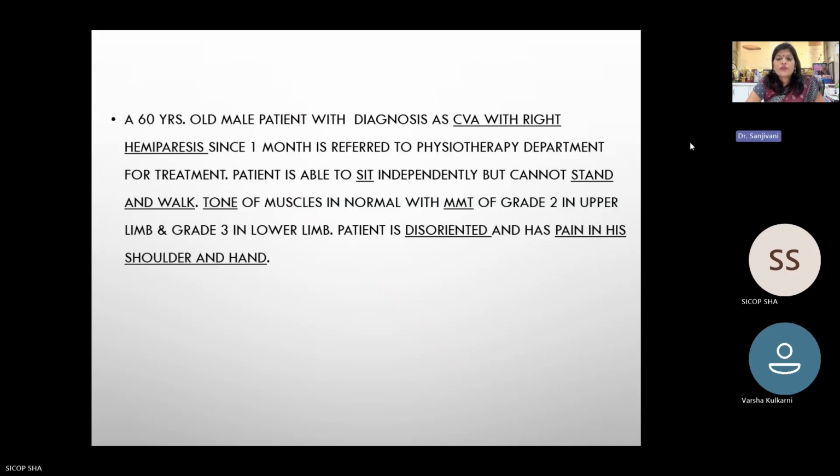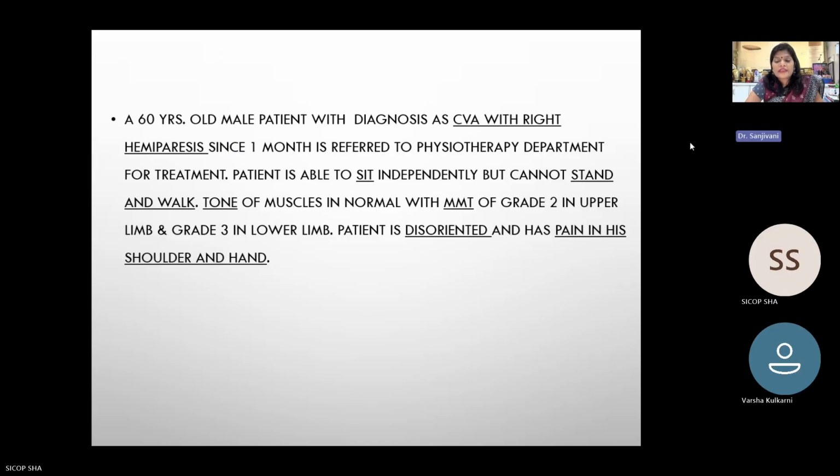So in this, first we have to find out the structure of ICF, the structure and function. We will underline the terms given under structure and function. For example, structural impairment or diagnosis: it is a CVA with right hemiparesis. It is a diagnosis, so that is your structural impairment. Then functional impairment, it is MMT, and disoriented. That can be your functional impairment.